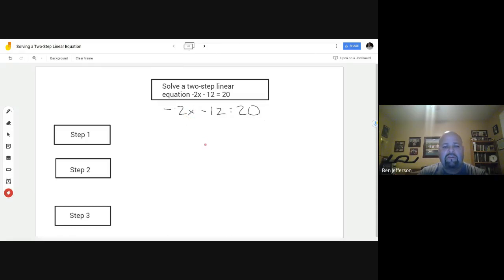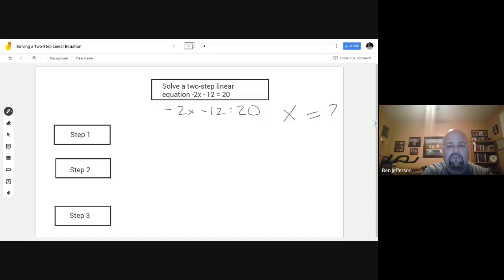And what am I going to do to get x by itself? So you get x equals a number. We don't know what that number is yet, but that's what I'm solving for. So I have to get rid of this negative 2 somehow and this negative 12. My first step is to get rid of the negative 12.